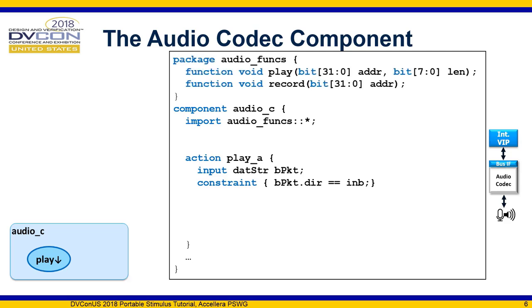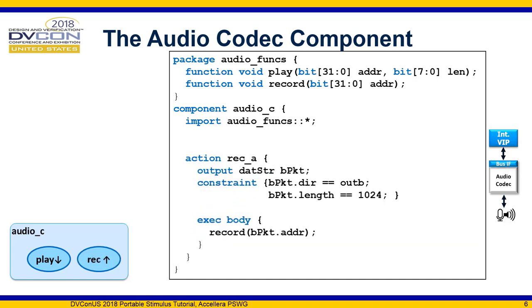The play function and the record function, these are the things that we're actually going to call to invoke the speaker to play or the microphone to record. And the exec body, now when we actually do an action, right, when we do the play action and we decide it's time to activate it, we're going to call this play function. So right here, when we execute play action, we're going to execute the play function. Similarly, when we execute the record action, we're going to call the record function. And we are putting some constraint on the packet saying we assume that every recording is 1024 bytes.